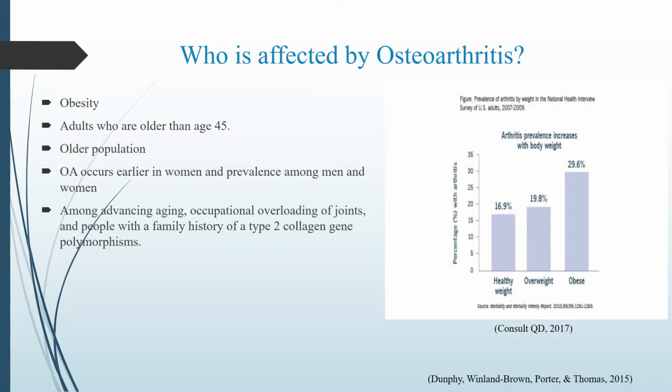Who is affected by osteoarthritis? Well, we already know that people who are obese are affected by osteoarthritis. Adults who are older than age 45, the older population. OA also occurs earlier in women, and prevalence increases among men and women with advanced aging, occupational overload of the joints. People with a family history of type 2 collagen polymorphism are also at risk.